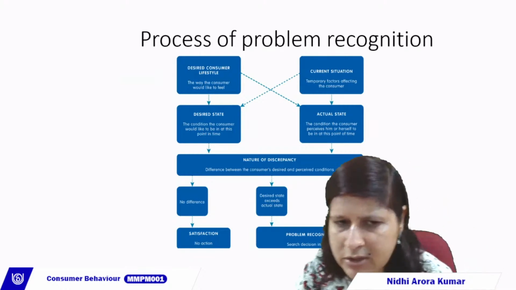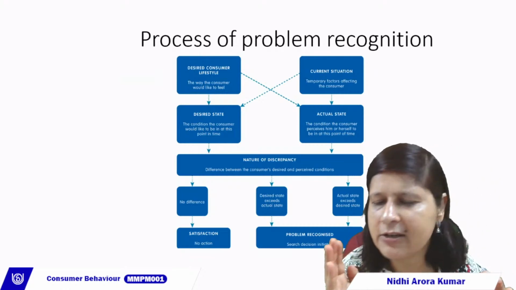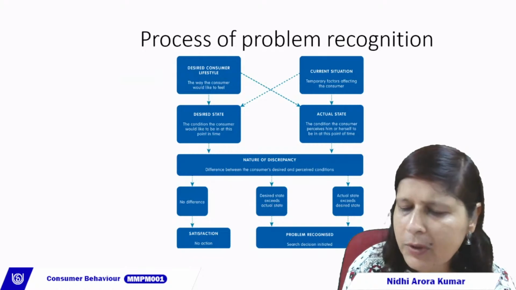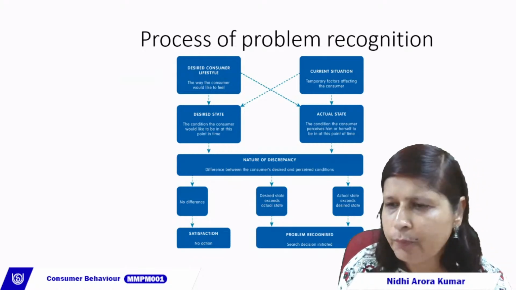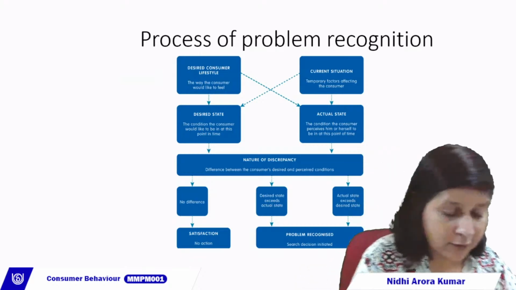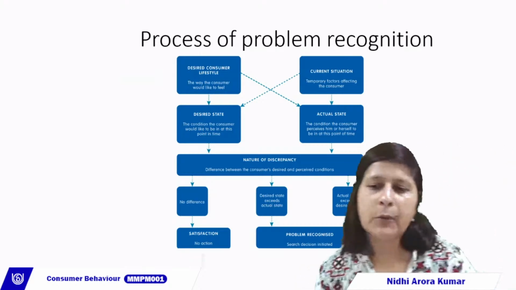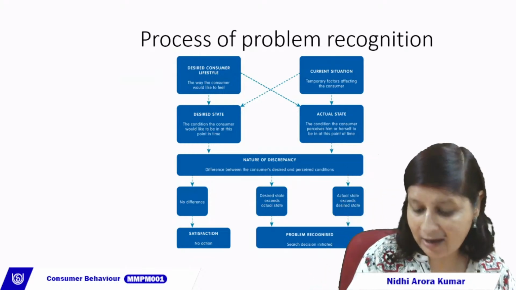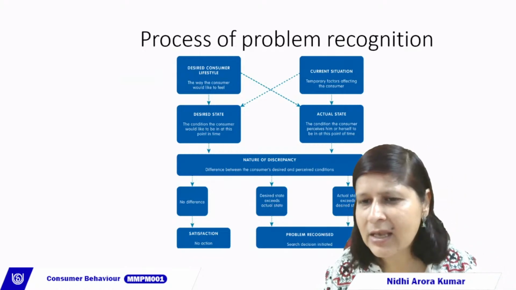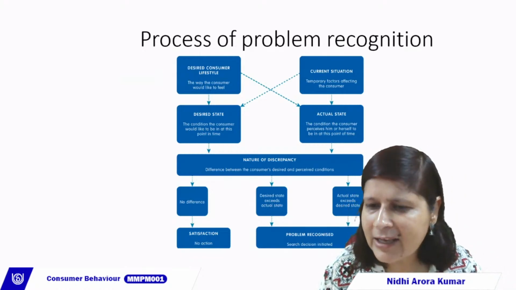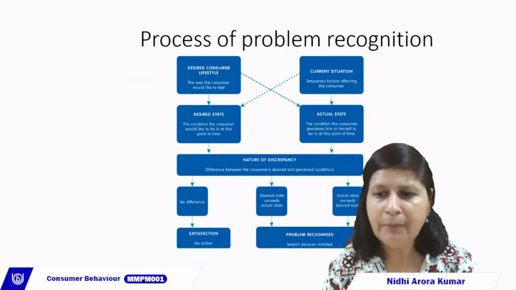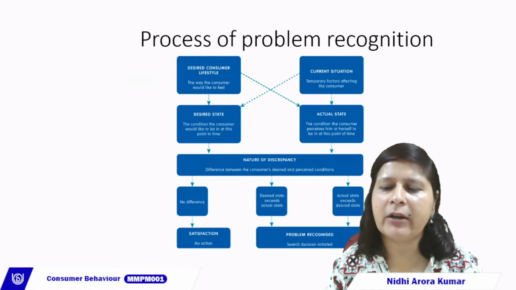There are two states: the desired consumer lifestyle, what I want to be, and the current situation, which is a temporary factor affecting the consumer. I would like to purchase this X product, but my current situation is that I am not able to buy it; rather, I can afford only a Y type of product. So this is the current situation, the temporary factor affecting the consumer.